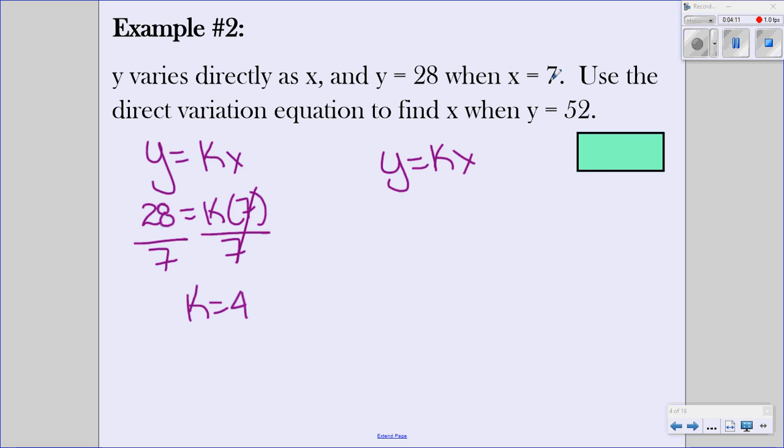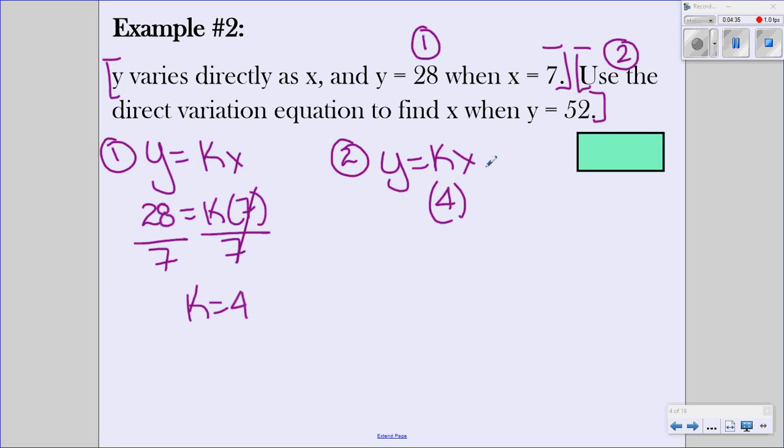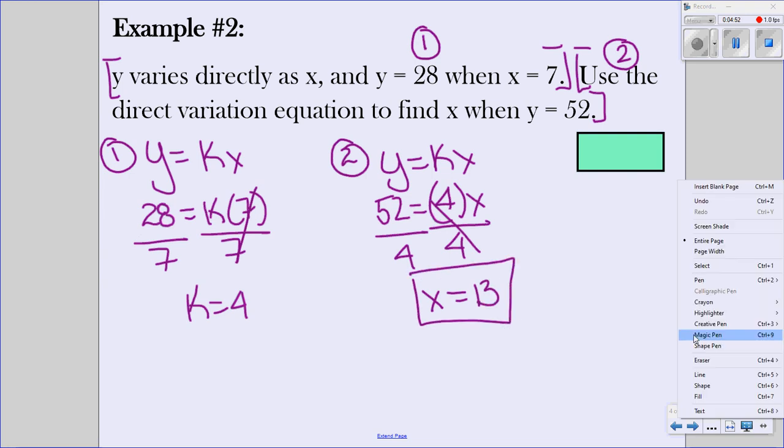And now for the second part. This is my first part, and now this one over here is my second part. So using that direct variation equation, I need to find x when they gave me y. I already have my k, so I'm going to plug that in. My y is 52, so I'm basically just substituting, and now I can solve for x. When I divide, my answer will give me 13. So my x will equal 13. So that's what I had to solve.